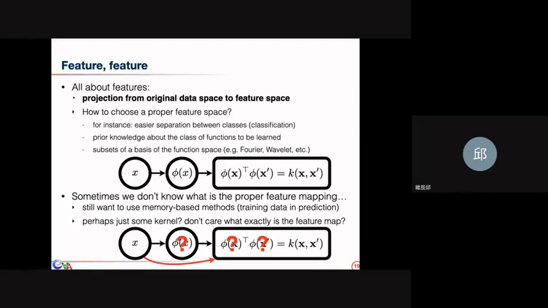There are two things that we would like to emphasize for memory-based methods. The first thing is the similarity. Basically, the main idea is that I would like to use the relationship, or we say the similarity, or we say the distance, between the training data and my testing data, to help the prediction.